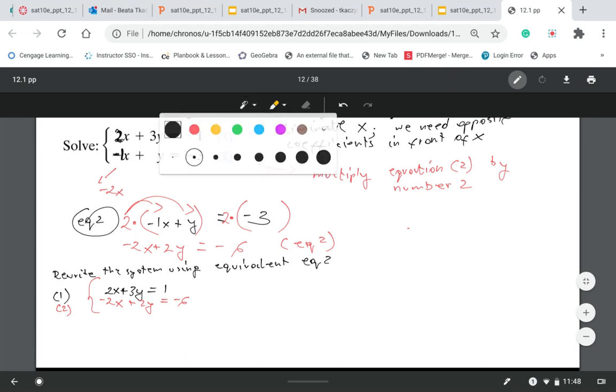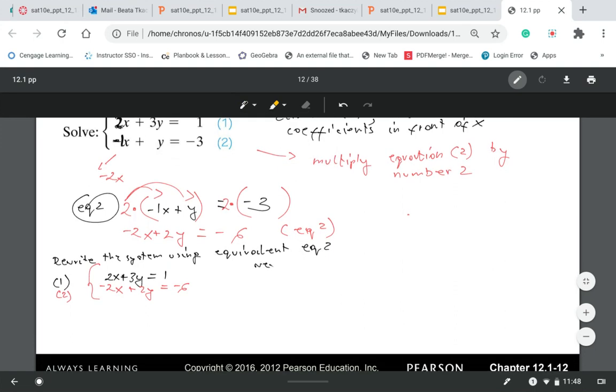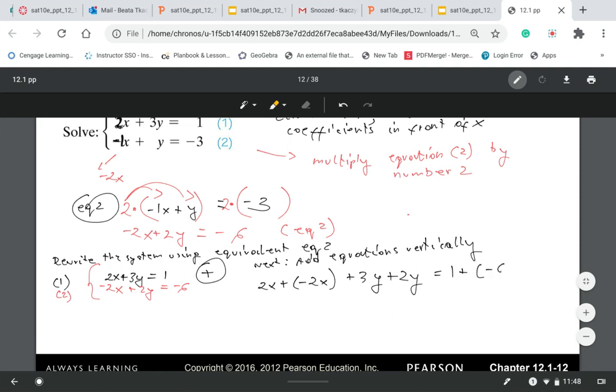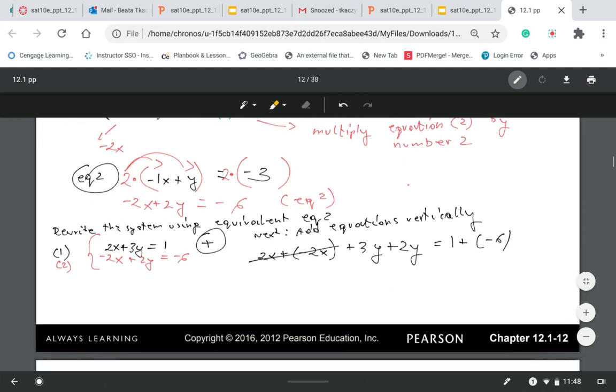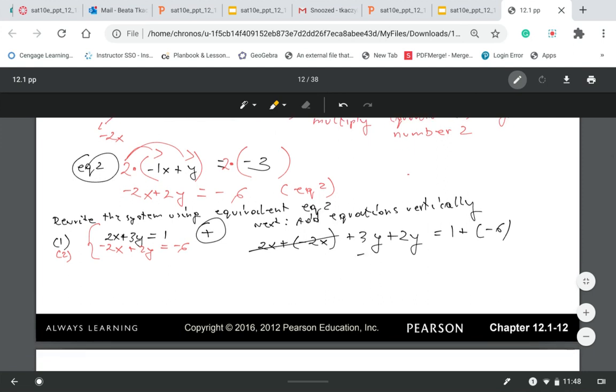Now, when we have opposite coefficients in front of one of the variables, which is x, the next step is to add the equations vertically. So we're adding equation 1 to equation 2. That will give us 2x plus negative 2x plus 3y plus 2y. Again, as you see, I'm adding them vertically. It equals 1 plus negative 6. So the x's are eliminated. That's why we call this method elimination. And we end up with 5y equals negative 5.